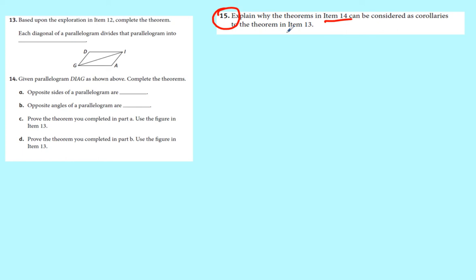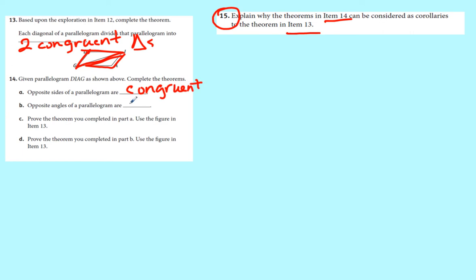Alright, so 15 through 31, and 15, as you so eagerly were to complain about, refers back to items 14 and 13. So we take a trip back, and we don't really have to work too hard because we know this already. If each diagonal of a parallelogram divides that parallelogram into, we see that this diagonal makes two congruent triangles.